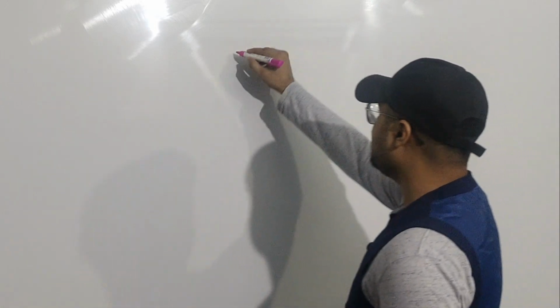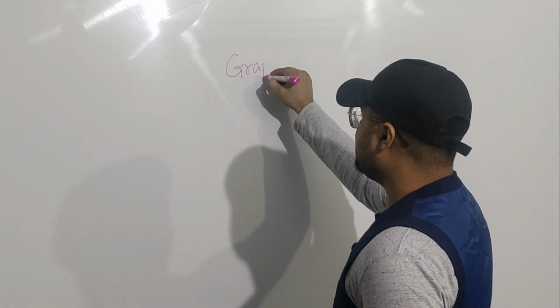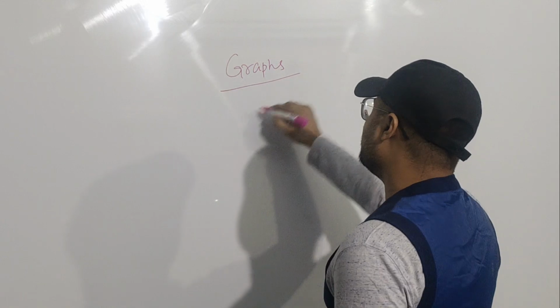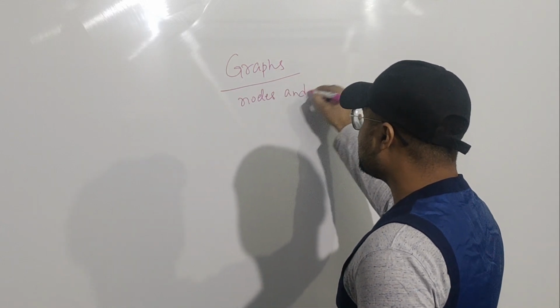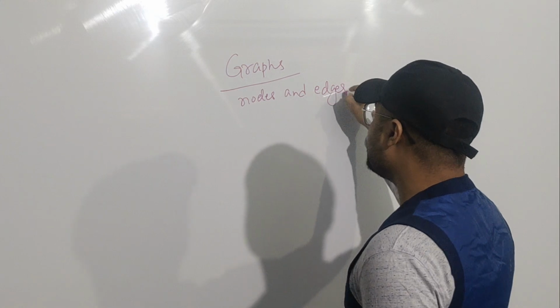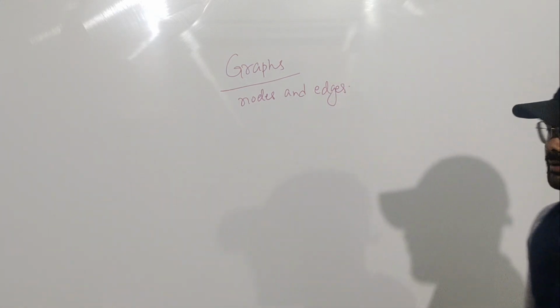What is a graph? A graph is something like there are many nodes, and maybe some of the nodes are connected through lines. Those lines are called edges. So a graph is basically nodes and edges. If you look at any graph, this is nothing but nodes and edges.